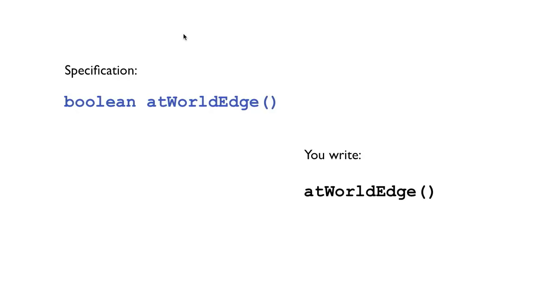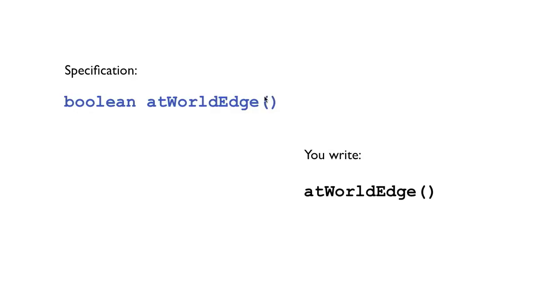First of all, the atWorldEdge method. The specification of the method looked like this. Here is the return type that tells us it returns a Boolean when we call it. There's the name of the method. And then there is an empty pair of brackets. Remember, the third bit between the round parentheses was the specification of the parameters. So this tells us that this method expects no parameters at all.